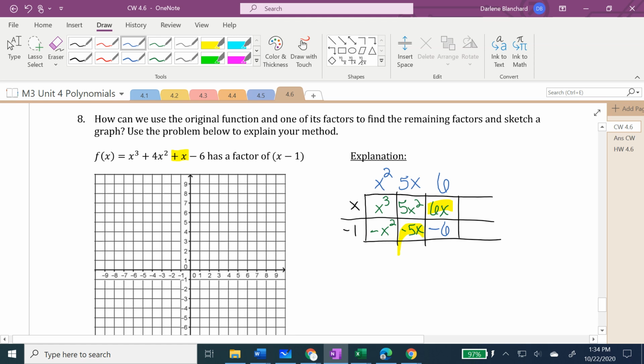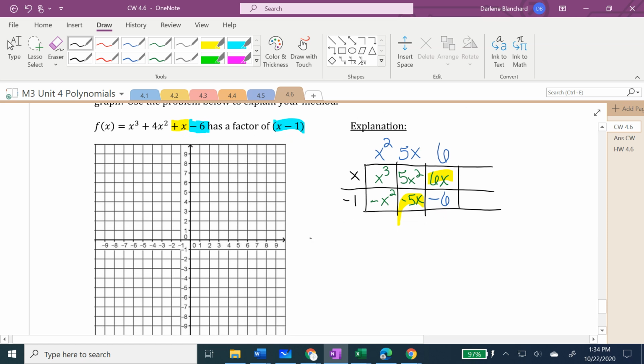And if that is not my last term, that means that somebody lied and x minus 1 is not a factor, because I would have a remainder then. So if you are told that something is a factor, expect to get a 0 remainder. So that was step 1.